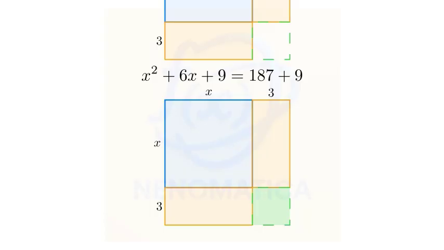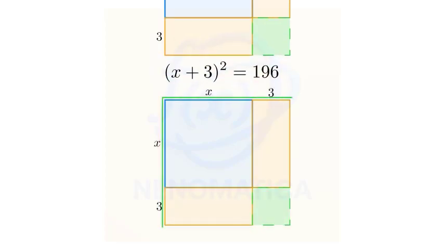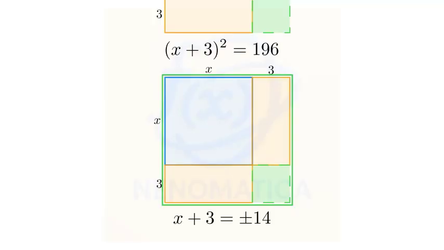Step 3. The left side is now a perfect square. We can write it as (x plus 3) squared equals 196. Step 4. Take the square root of both sides. That gives x plus 3 equals plus or minus 14.